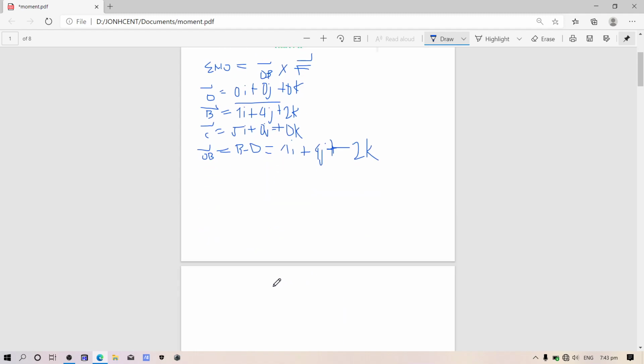Then, the position vector BC is equal to position vector of C minus B. Okay, so pag kinuha yan, C minus B, so that will give me 4i, minus 4j, minus 2k.